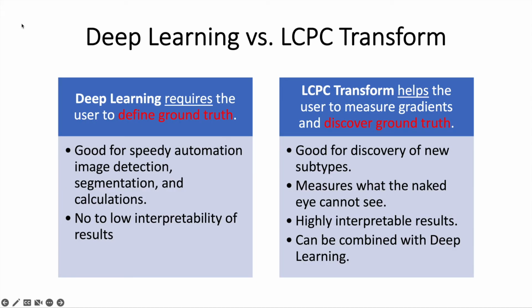I want to briefly discuss deep learning and the LCPC transform because this is a common question among those who already employ artificial intelligence and machine learning. Deep learning requires the user to define ground truth, while the LCPC transform helps the user to discover new ground truth. Deep learning and the LCPC transform can be used in conjunction to get the best of both worlds.